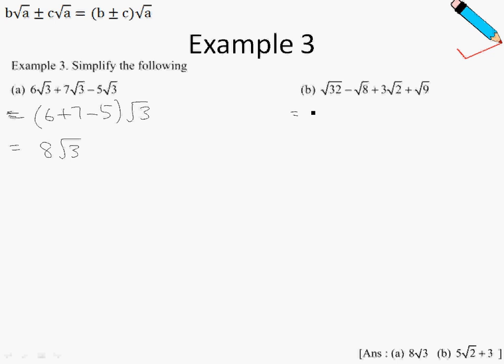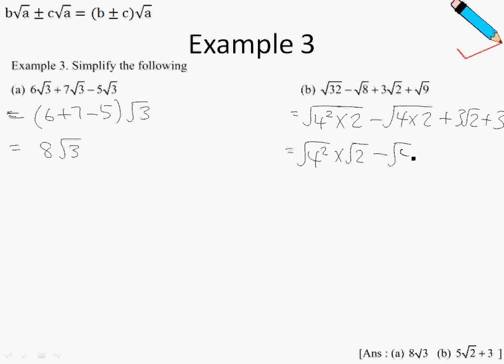Okay, first let us break up root of 32. So 32, as we discussed earlier, is actually root of 4 square times 2. Okay, you can check that out on your calculator. And root of 8 is just root of 4 times 2. Okay, plus 3 root 2. And root of 9 is just 3. Okay, so root of 4 square times 2 is just root of 4 square times root 2 minus root of 4 times root 2 plus 3 root 2 plus 3. Okay, and over here, root of 4 squared is just 4. Root of 4 is just 2.